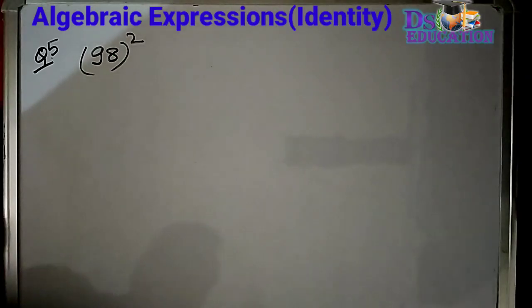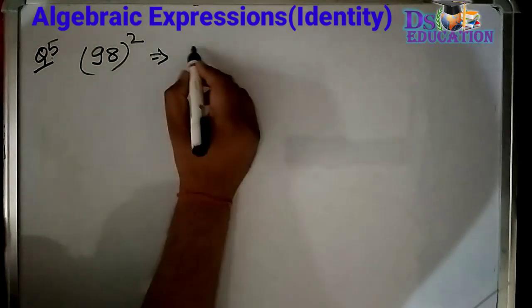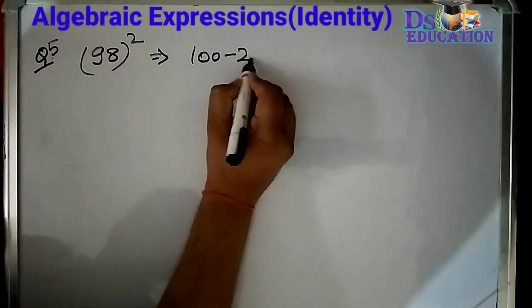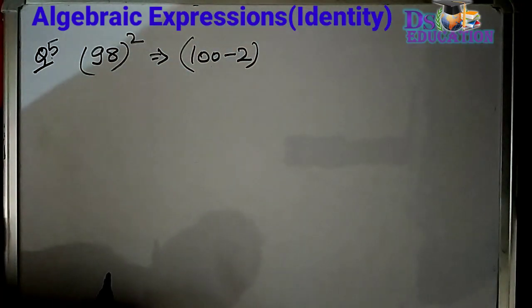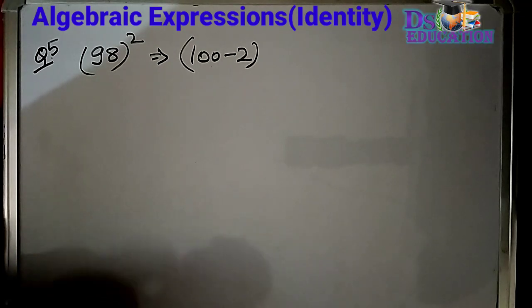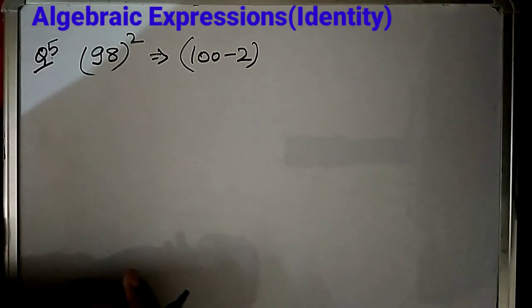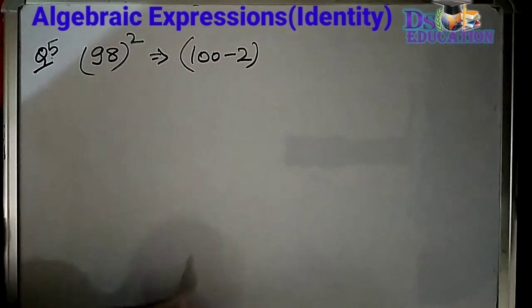If you talk about the next question, that is 98 square. Now in this we will change it to 100 minus 2. If you think that I can do it as 90 plus 8, it's okay, but 100 minus 2 is more convenient. We mostly prefer the multiple of 10. So 100 is the multiple of 10.